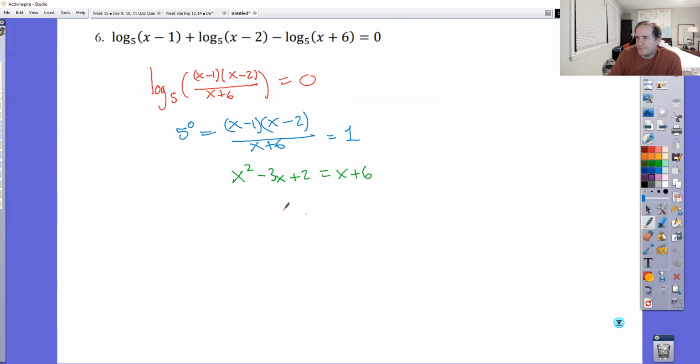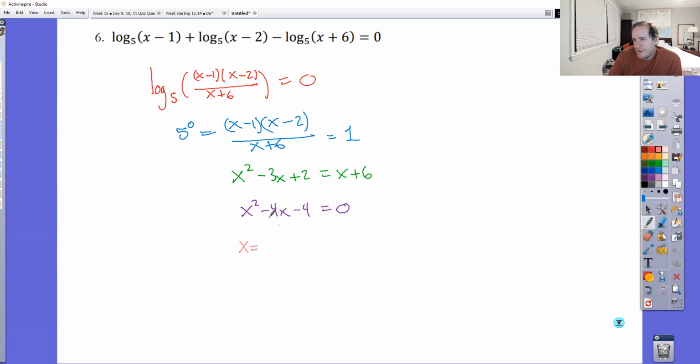So subtract, subtract. You now have x squared minus 4x minus 4 equals 0. This guy is factorable? No, no, he's not. So, okay, whatever. I guess it's back to quadratic formula.